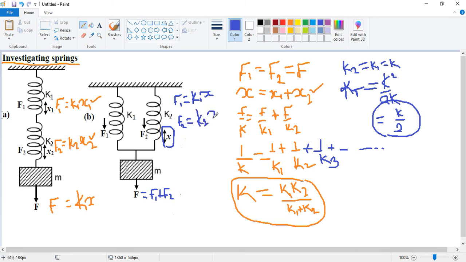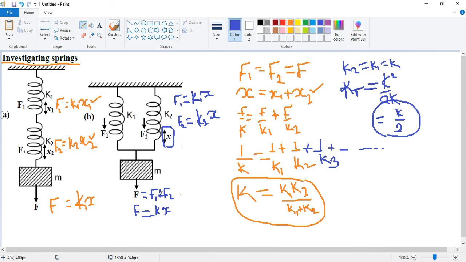K2 times X. But remember, F is F1 plus F2. But what is F in terms of X, if X is the effective extension? F is equal to K times X, where K is the effective spring constant of these two springs connected in parallel, and X is the effective extension. If the springs are connected in parallel, the extension is the same, X.